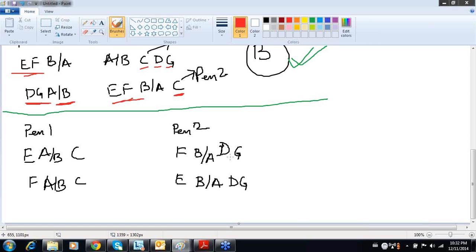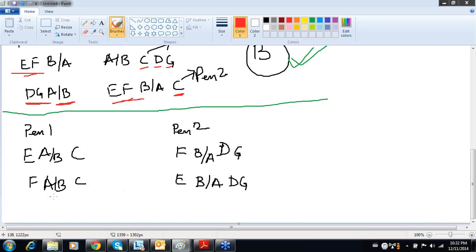So what will be the next two? It has to be D and G in pen 2, because D and G cannot occupy pen 1. So C will occupy pen 1, because D and G have to be together and only one space is there in pen 1. So C has to be in pen 1.